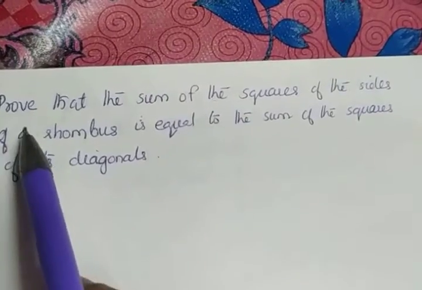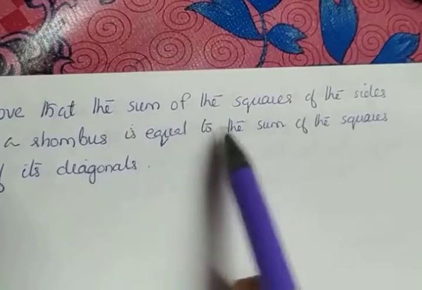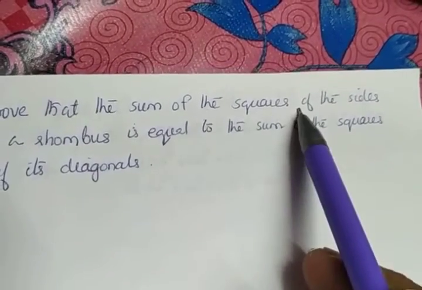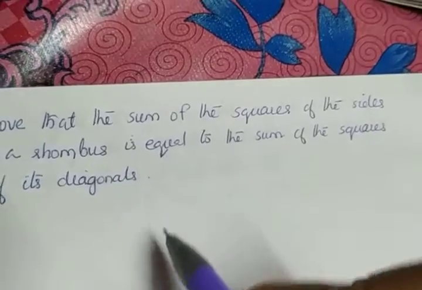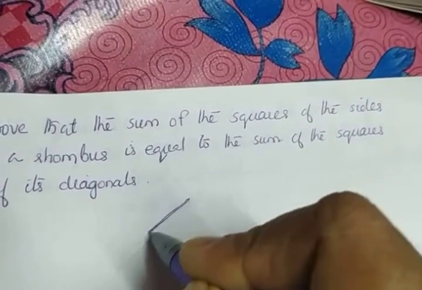Next question, prove that the sum of the squares of the sides of a rhombus is equal to the sum of the squares of its diagonals. Sum of the squares of the sides of a rhombus. If you are not comfortable with the sentence in the question, you draw a rhombus.